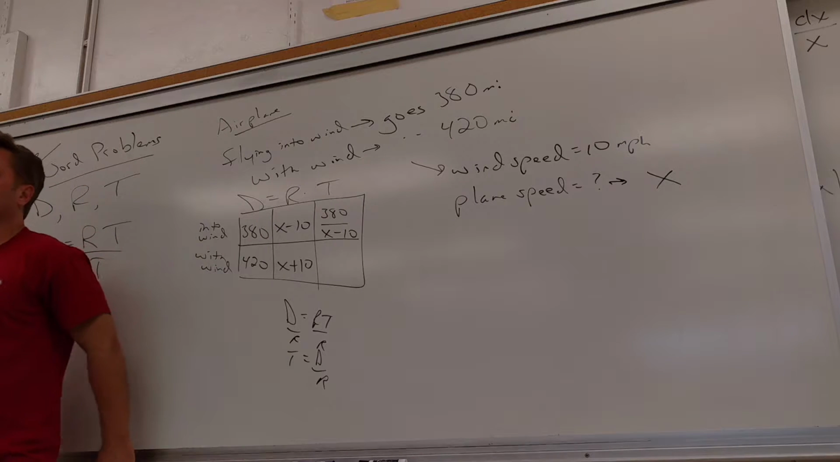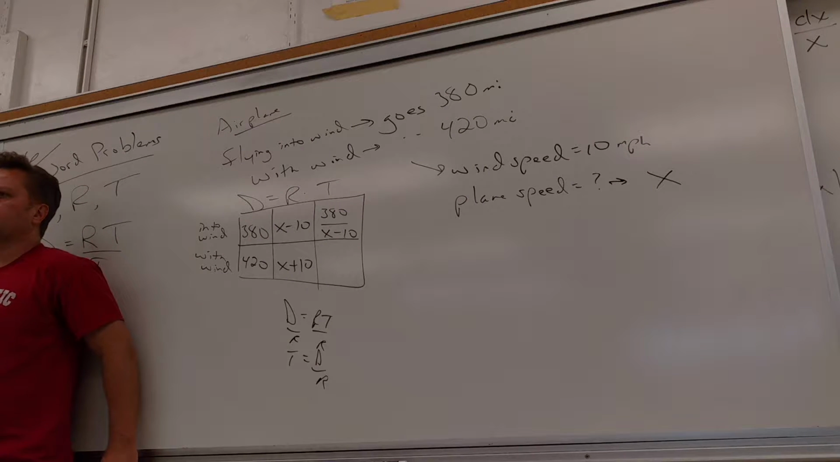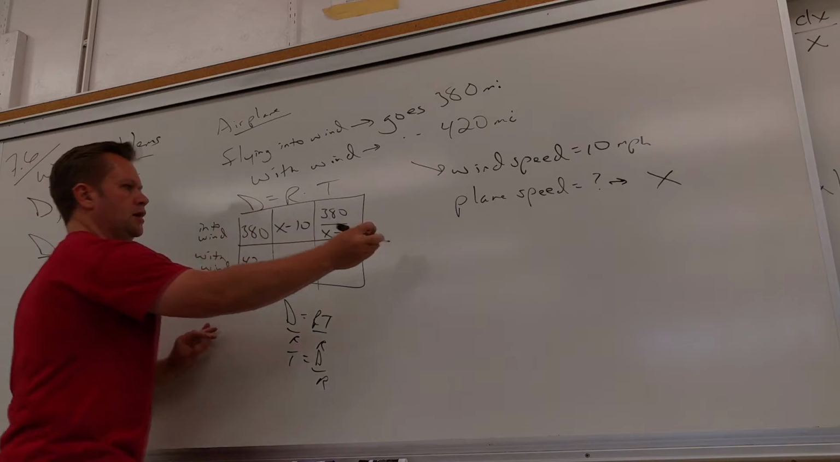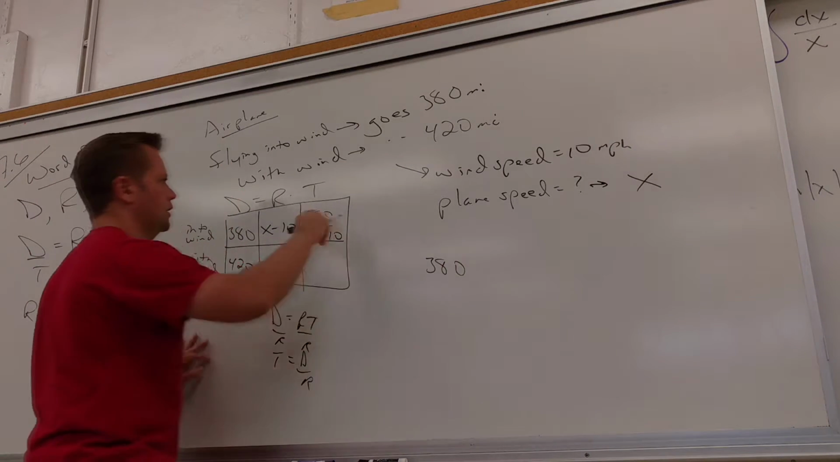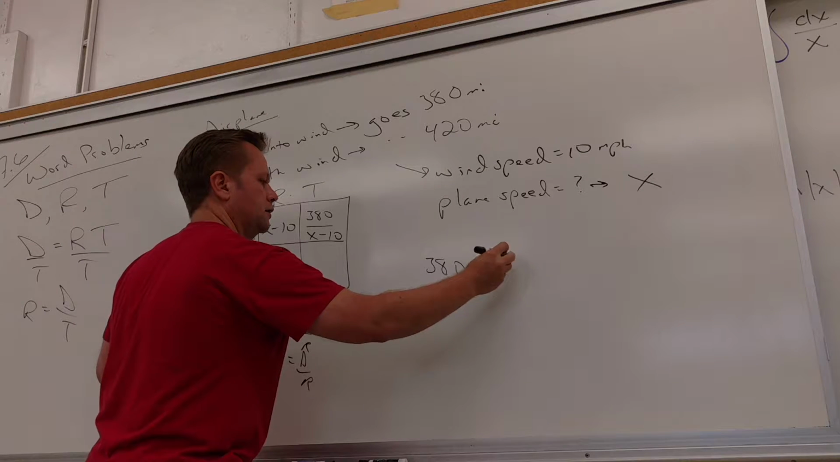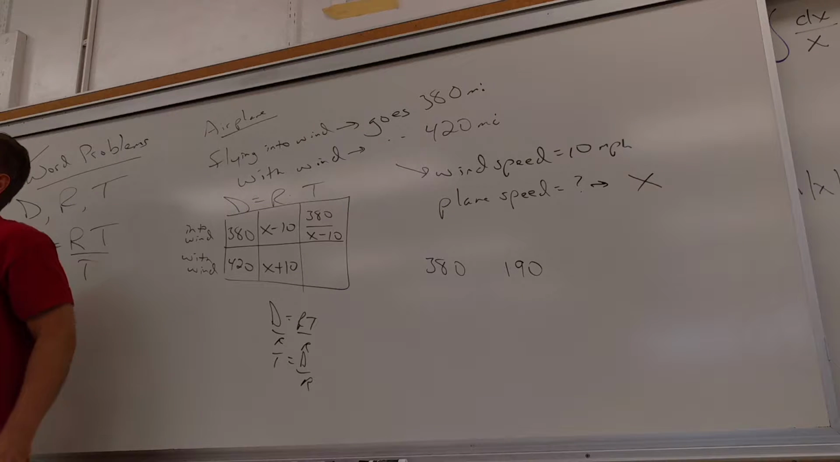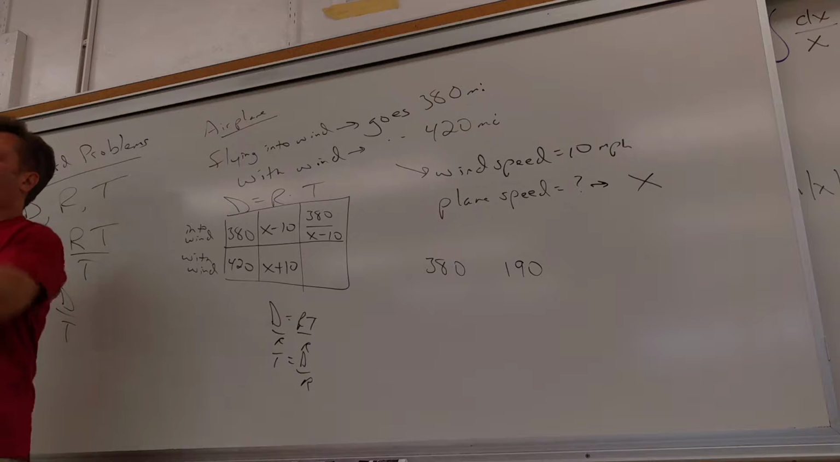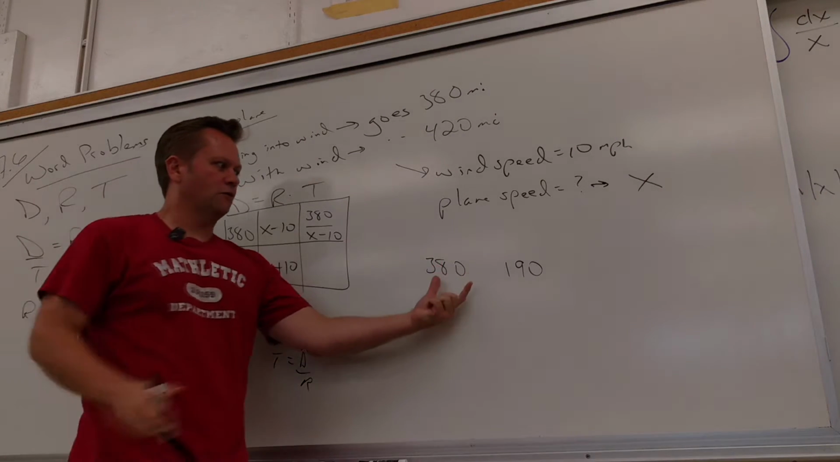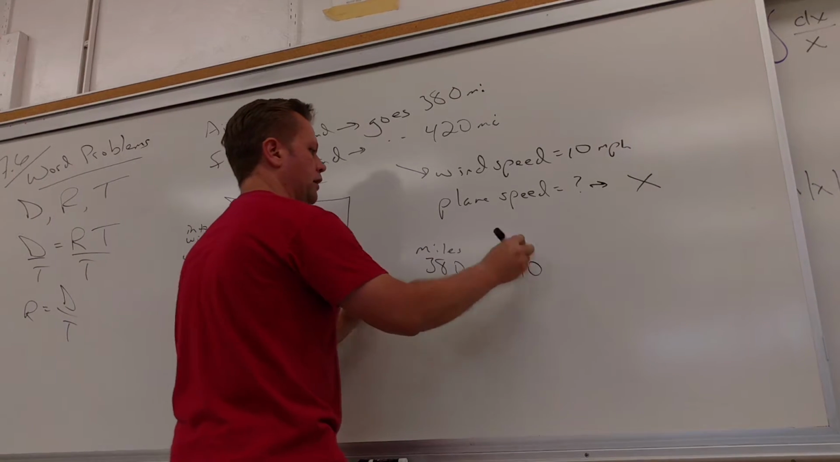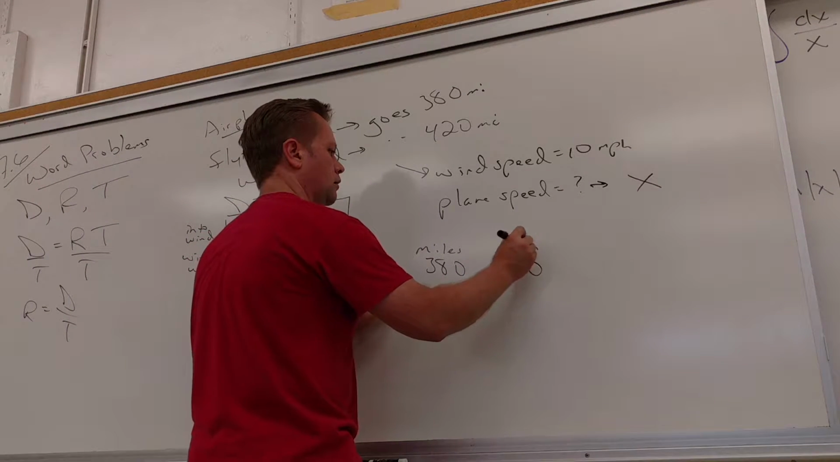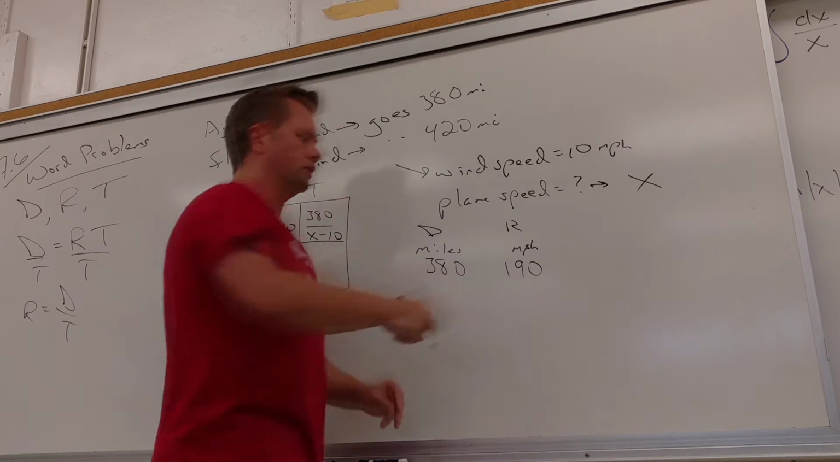Let me stop there for a second. This is where you guys have to realize that we care if we don't know something, but math doesn't care. So for example, real quick, stay with me. If the plane went 380 miles and it was going 190 miles an hour, which is kind of slow for a plane, but a little Cessna, a little something. If it went 380 miles and it was going 190 miles an hour, how long did it take it to do that?